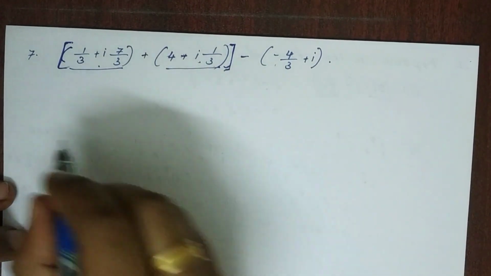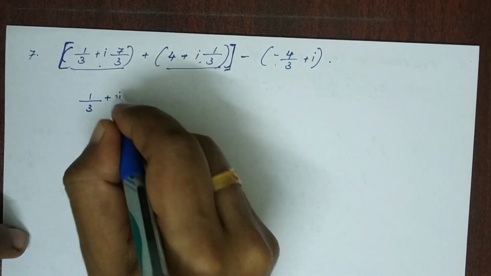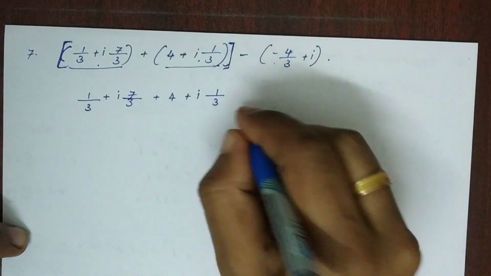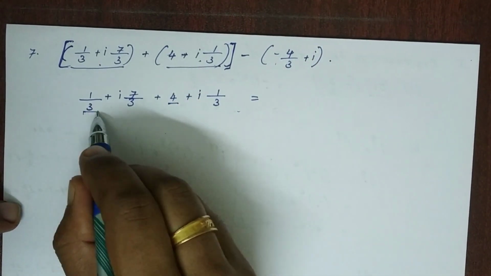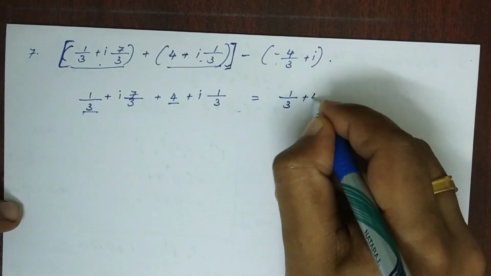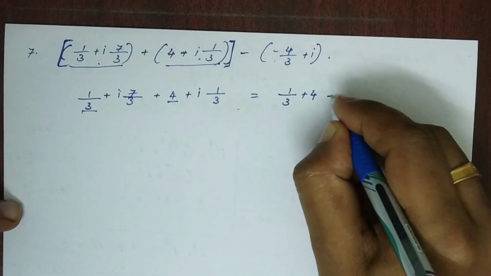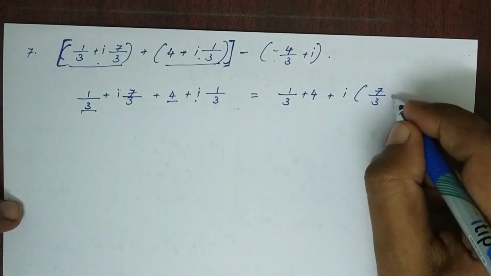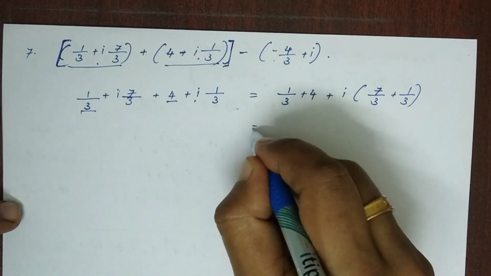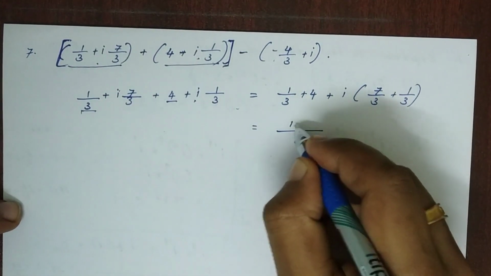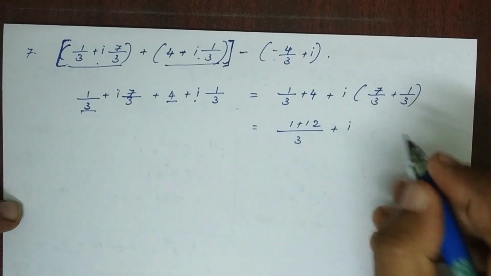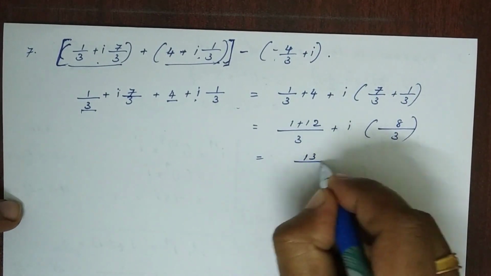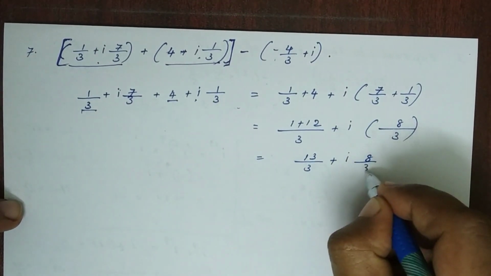So, we will solve this. That is 1 by 3 plus i into 7 by 3 plus 4 plus i into 1 by 3. That is equal to real part 1 by 3 plus 4. Then, imaginary part is i into 7 by 3 and i into 1 by 3. So, this is equal to 3 LCM, 1 plus 12, plus i into, LCM 3, 7 plus 1 is 8. So, 13 divided by 3 plus i into 8 by 3.